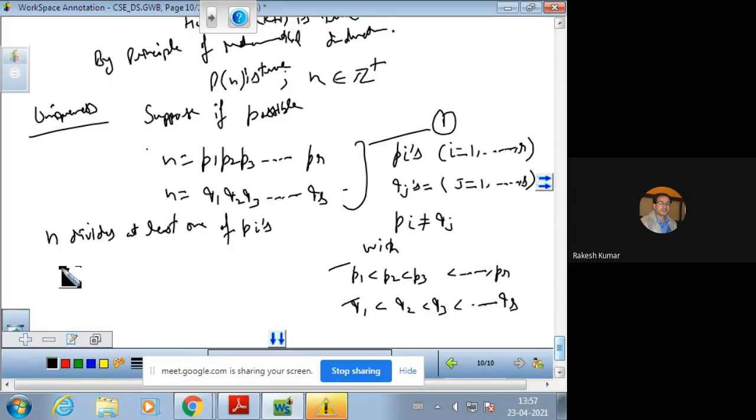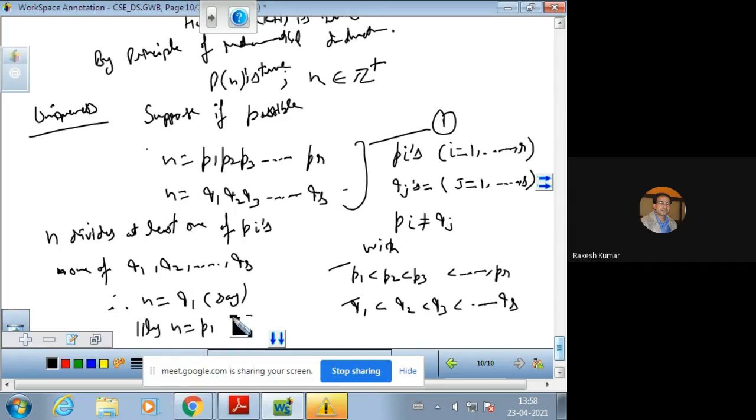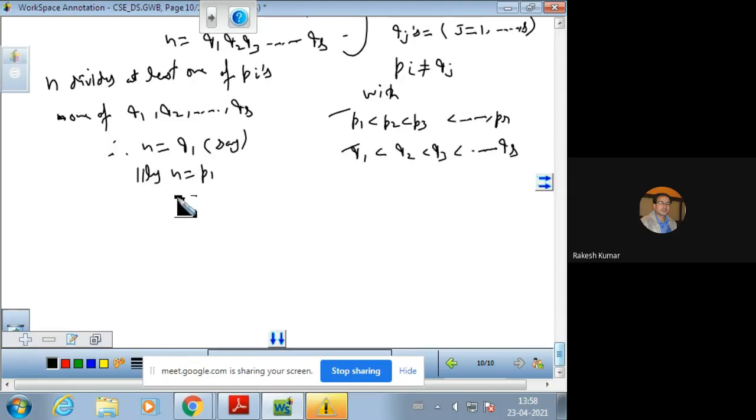at least one of Q1, Q2, and so on up to Qs. Thus we suppose that n is equal to say Q1. Similarly, n is equal to say P1, because it must also be equal to the same thing. So therefore P1 is equal to Q1.